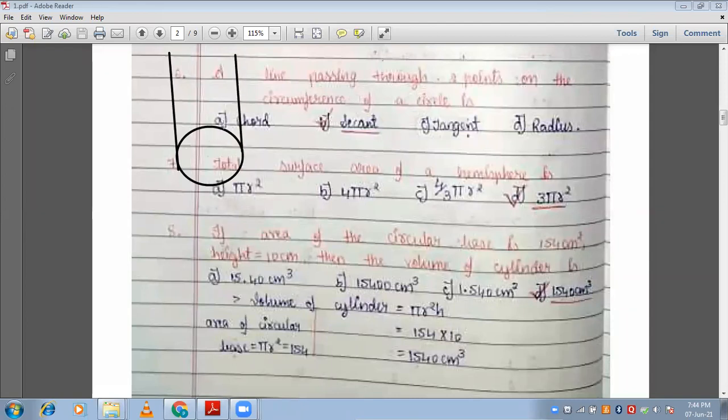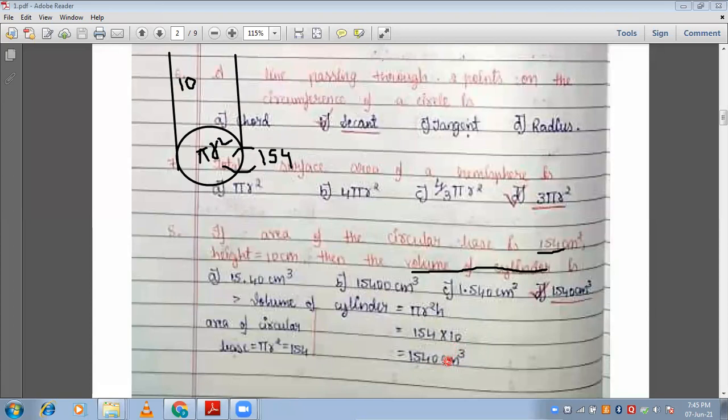The given circular base area means the area of the circle is equal to, what is the formula? Area of the circle is pi r square. So the given pi r square is equal to, how much have they given? 154. And they have also given the height, 10 centimeter. So you need to find the volume of the cylinder. This is the question mark. So the volume of the cylinder is equal to pi r square h. The value of pi r square is 154 into height 10. So 154 into 10 is 1540 cubic centimeter, and the unit is also important.